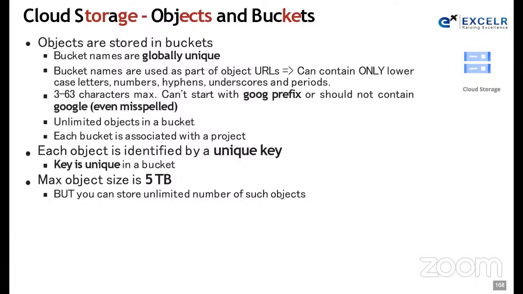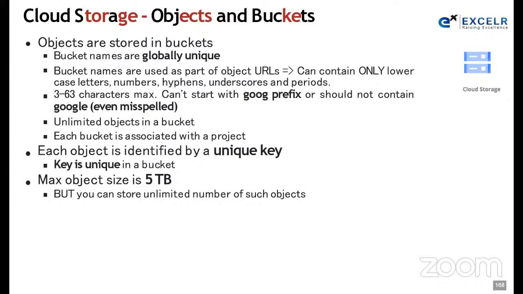When I want to store data in my cloud storage, I can store an unlimited number of objects, like thousands of objects, lakhs of objects, and so on. Each bucket is going to be associated with the project in which you create your bucket. Each object is identified by a unique key, which is unique for a particular bucket.